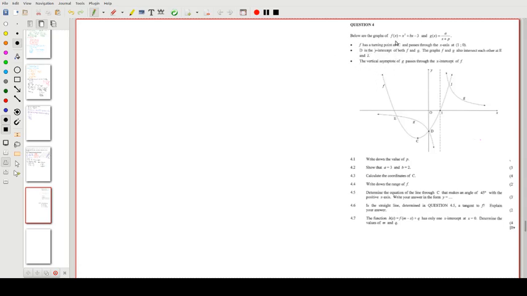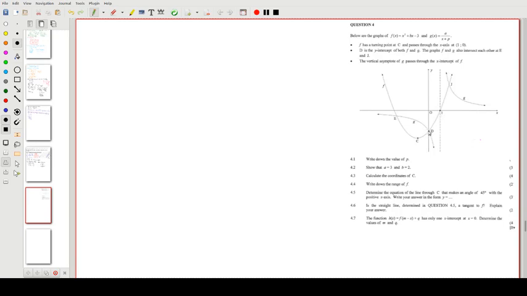Right, so some more information. f of x is given, that's x squared plus bx minus 3, that's a parabola right here. And g of x is a over x plus p, so that's a hyperbola right there. And we are told that f has a turning point at C, and it passes through the x-axis at (1, 0) right there.